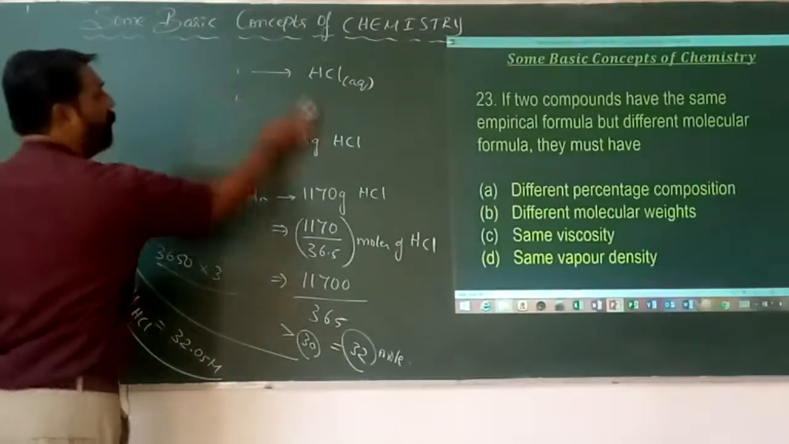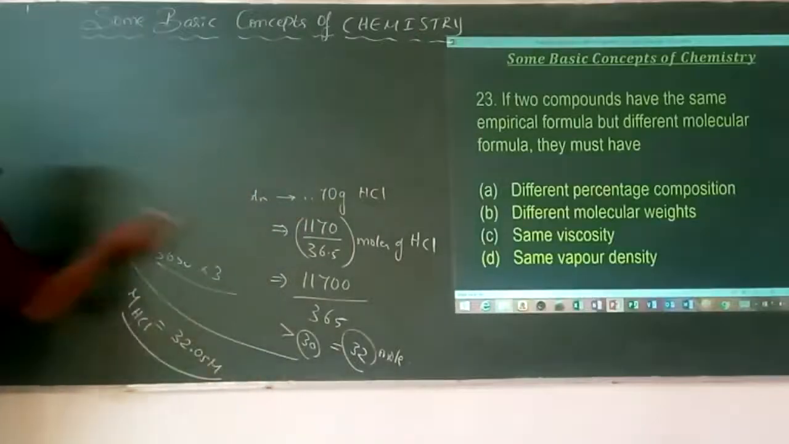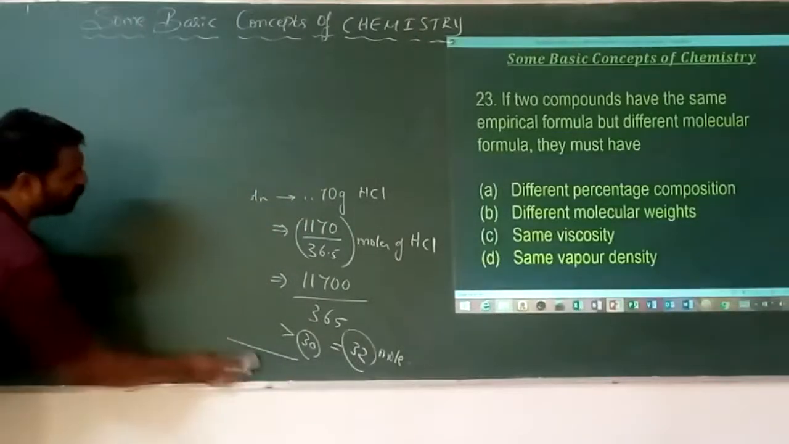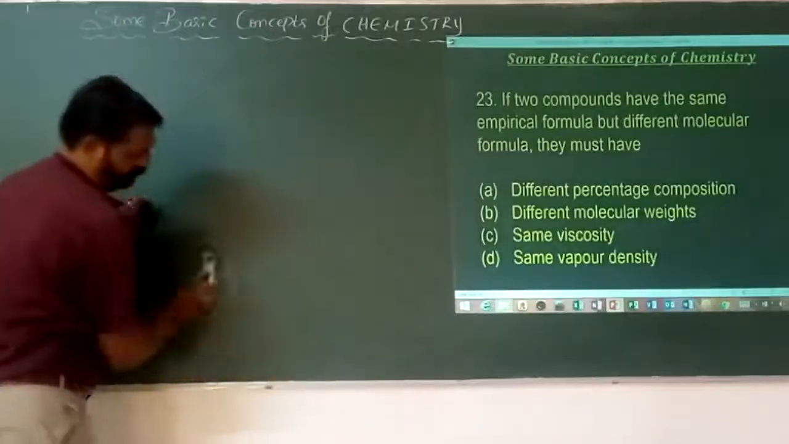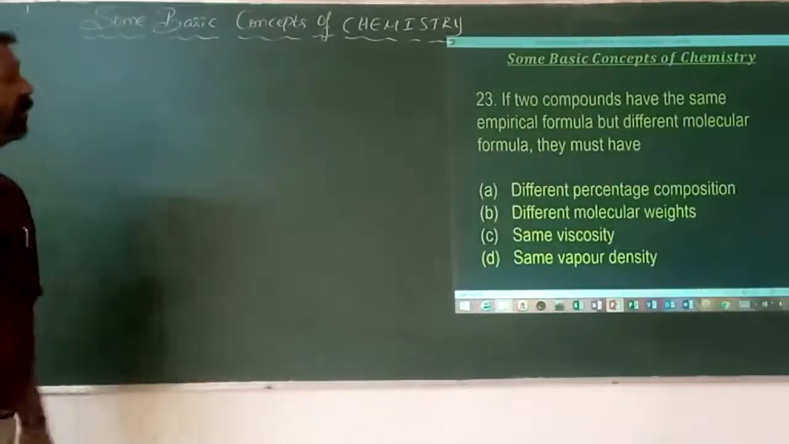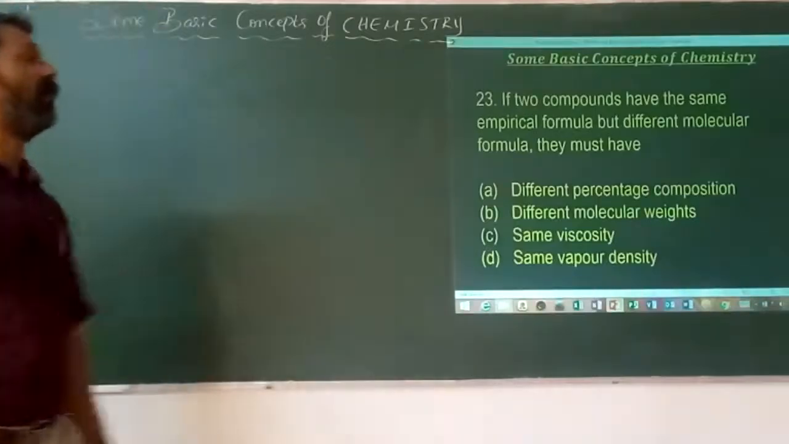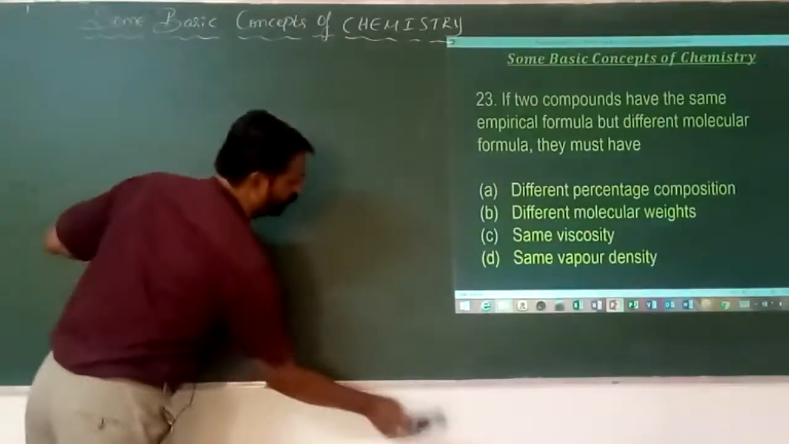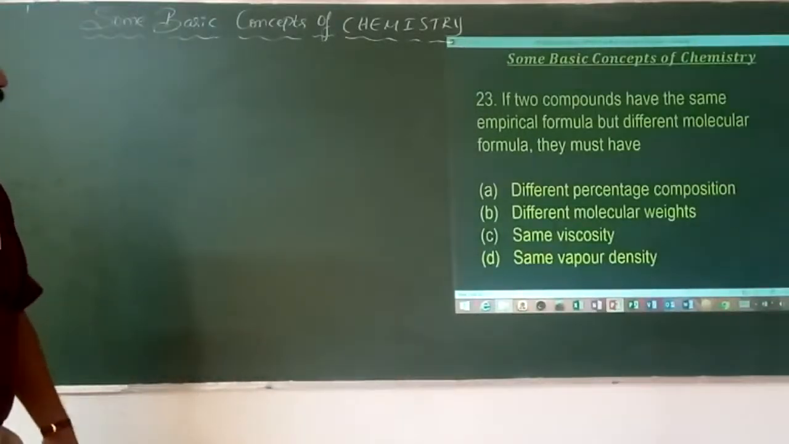If two compounds have the same empirical formula but a different molecular formula, then they must have the what? Which one? Two compounds have the same empirical formula but a different molecular formula, they must have the different percentage composition, different molecular weights, same viscosity, or same vapor density.